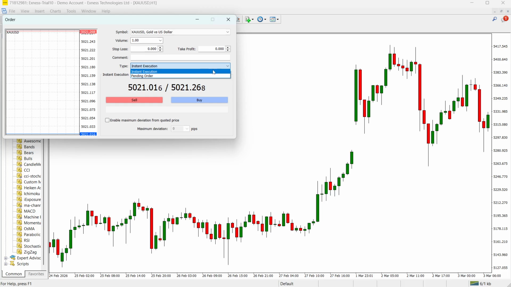With market execution, your order is sent directly to the market and filled at the best available price at that moment, which means there are no requotes, but you may experience slippage where the fill price differs slightly from what you saw.